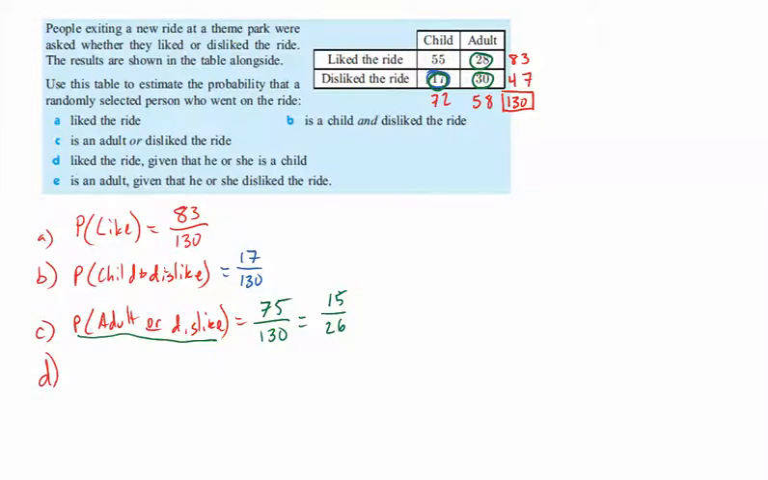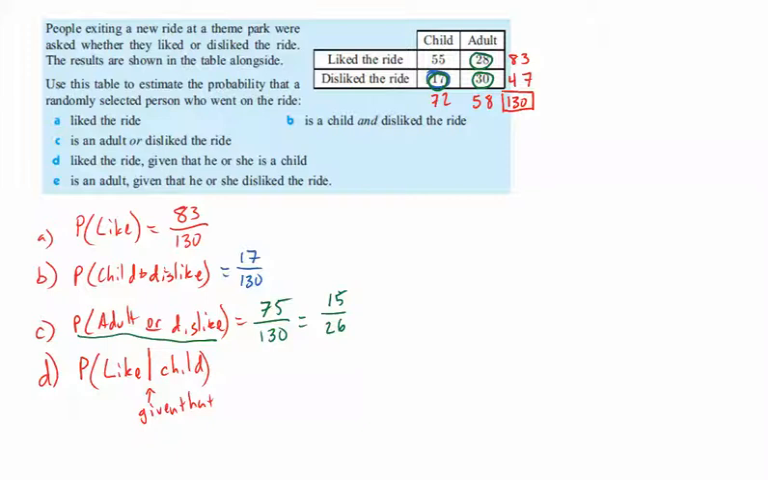All right, let's go on to letter D, and this is where I need to introduce a little bit of notation. So this now says, what is the probability that they liked the ride given that he or she is a child? Okay, so you'll notice that in between I put this bar. That bar represents given that it's a child. Now what that means, we're looking at the probability that they like it given that they're a child. So that means that the person that we're talking to is definitely a child, not an adult.